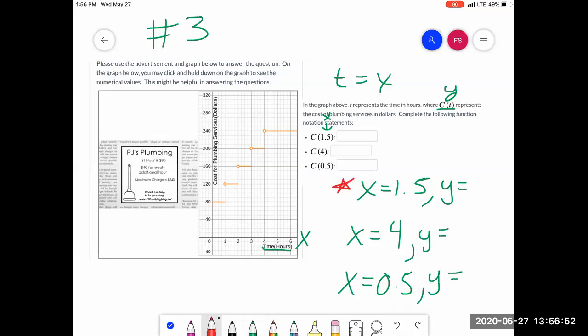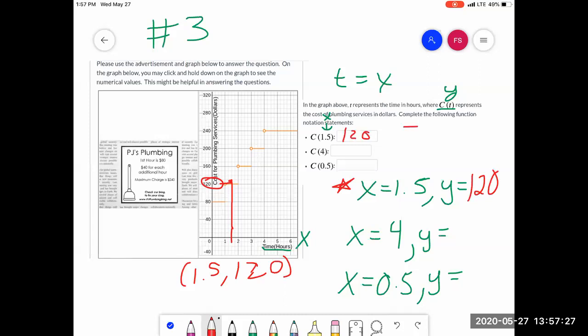Let's do number 1 first, C of 1.5, or when X is 1.5. Well, we kind of already answered that a minute ago. When X is 1.5, right here in the middle of 1 and 2, if we look up to the graph where my step function actually is, we have a point right here, and I'm doing my best to color that in, at 120. So when I have an X value of 1.5, I have a Y value of 120, which means the answer to this one is 120.